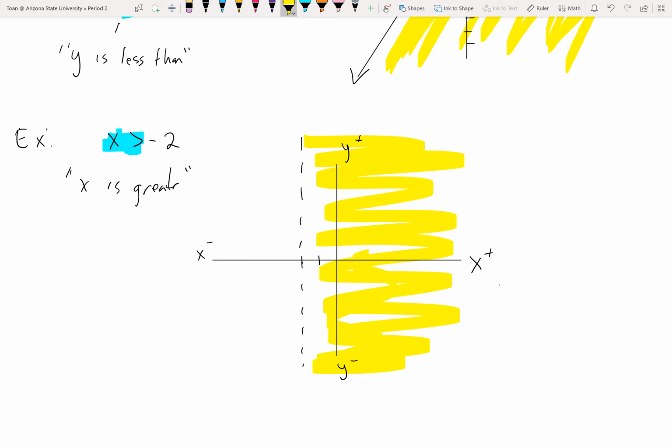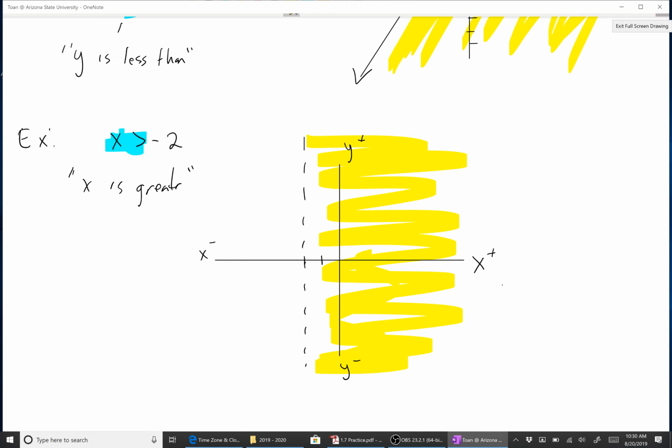Okie dokie? That's it. That's linear inequalities. It's just like graphing regular lines, except you have a little bit of extra reading to do and extra shading.